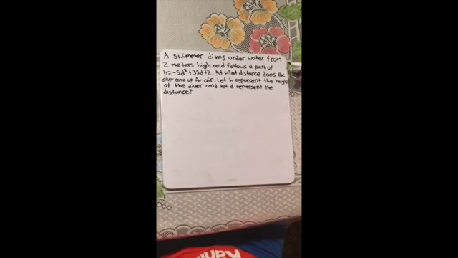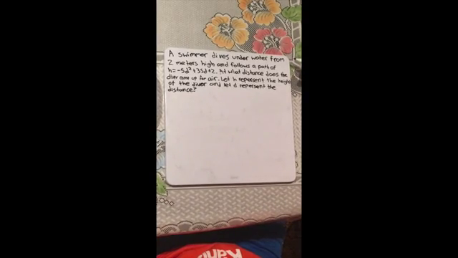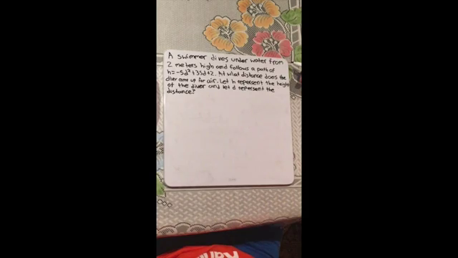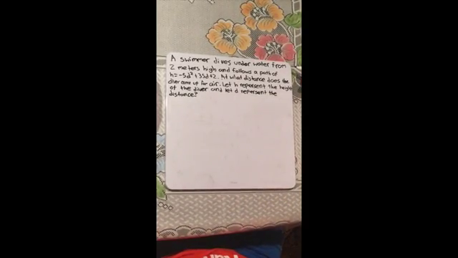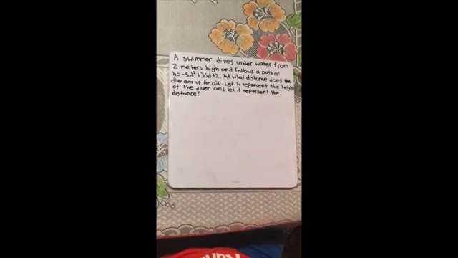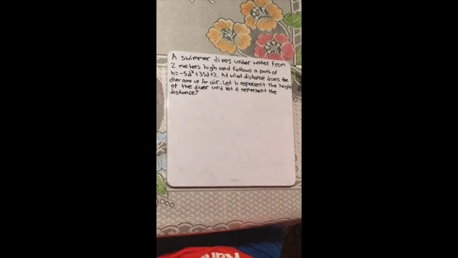So the word problem that we are going to be solving today is: a swimmer dives underwater from 2 meters high and follows a path of h equals negative 5d squared plus 35d plus 2. At what distance does the diver come up for air? Let h represent the height of the diver and let d represent the distance.